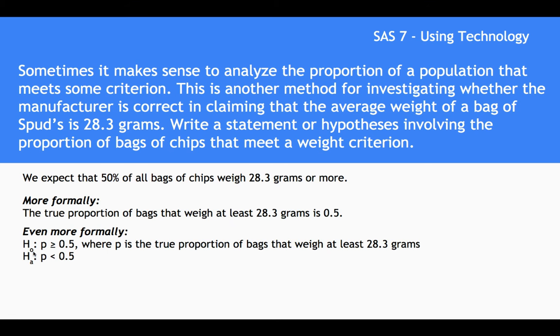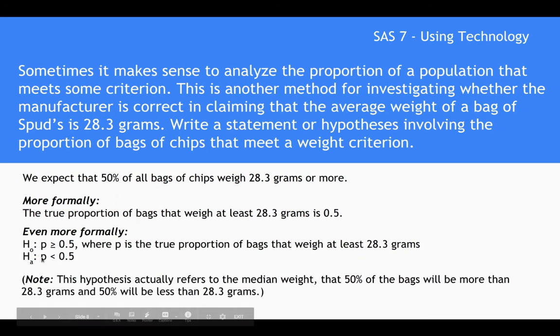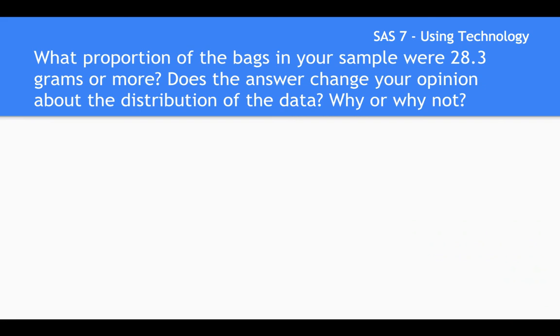The null hypothesis is that P is greater than or equal to 0.5, where P is the true proportion of bags that weigh at least 28.3 grams. And the alternate hypothesis is that P is less than 0.5. Note, this hypothesis actually refers to the median weight, not the mean, okay? 50% of the bags are more and 50% of the bags are less than 28.3 grams. Not the average. We're not talking about the average. The median is the number that falls right in the middle of the data set.